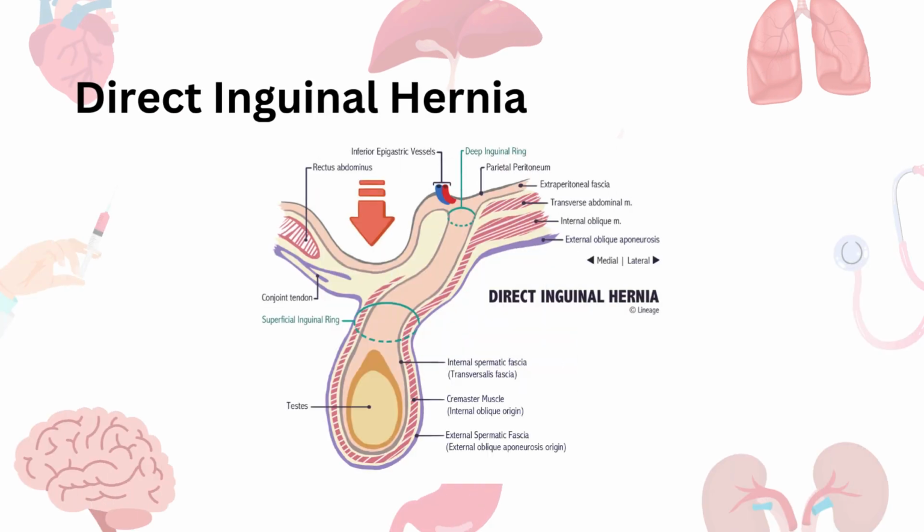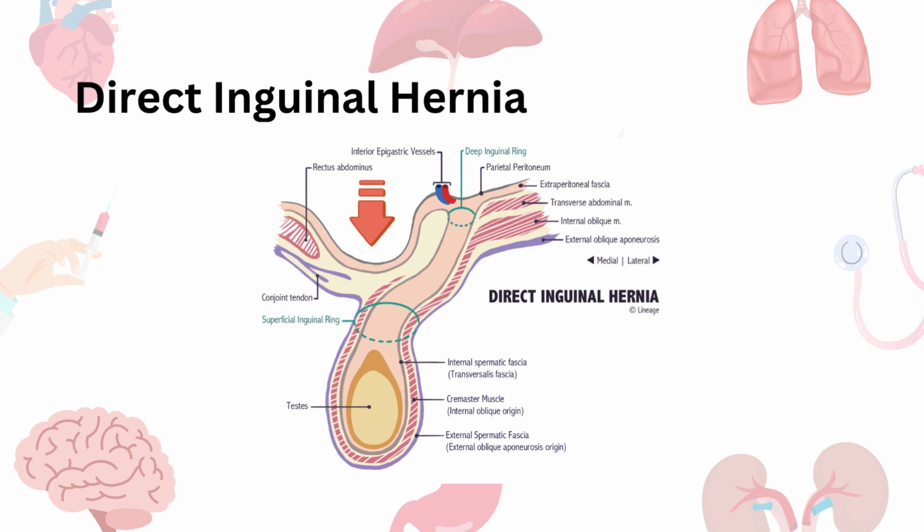So here we are, just done with the indirect inguinal hernia. Indirect inguinal hernia was the one which was coming out of the deep inguinal ring, and it was lateral to the Hesselbach's triangle or lateral to the inferior epigastric vessels.